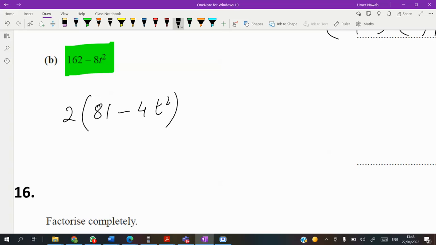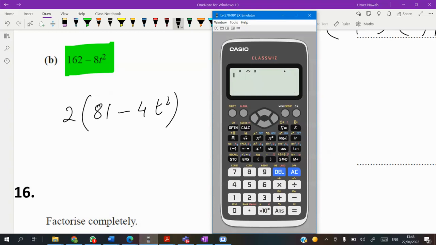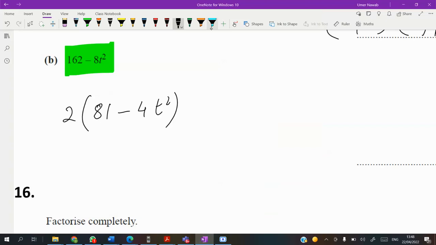Sometimes the students ask, Sir, you told us to take the highest common factor. But you can see that the highest common factor is 2 here and 4 here. But if you take the 4 outside common, then you will have 162 divided by 4, and again, 4 is not dividing 162. So the highest common factor is 2. That's why I took the 2. So there is no controversy in what I have explained to you earlier. You always take the highest common factor out.